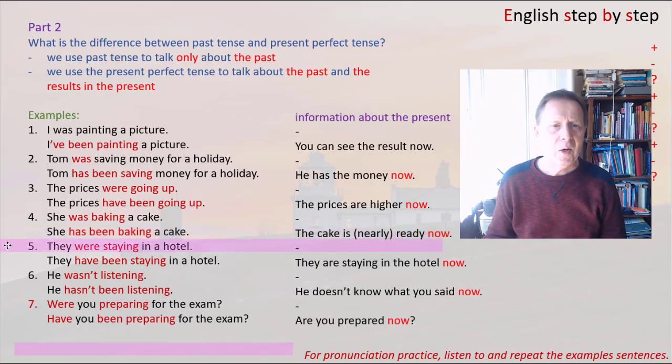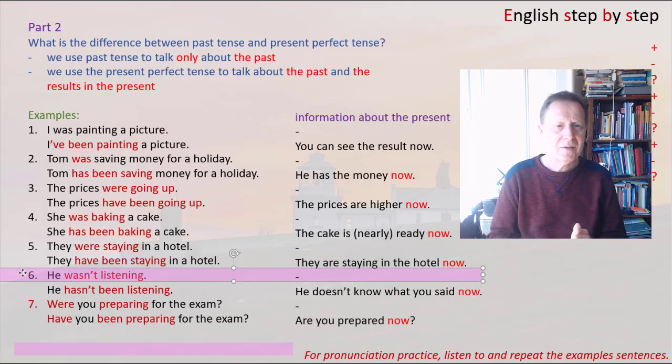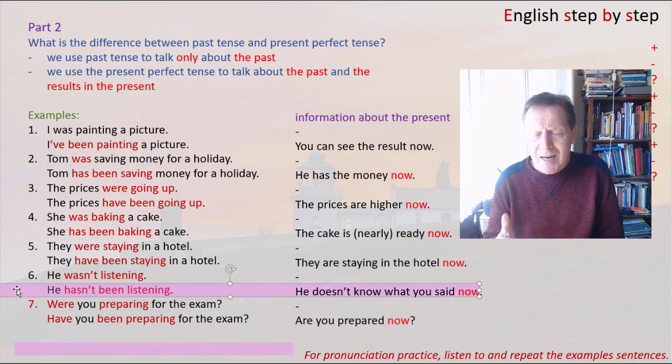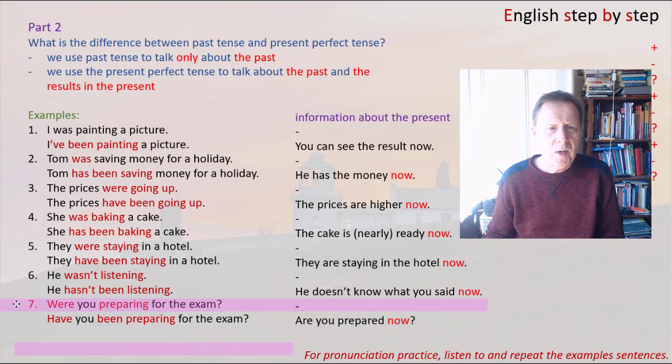Number 5, we were staying in a hotel. Information about the past only. They have been staying in a hotel, and that means they are still staying in the hotel now. Next one, he wasn't listening. That's the past. He hasn't been listening, well, that means until now, he doesn't know what you said now, because the information includes the situation now. Next one is a question.